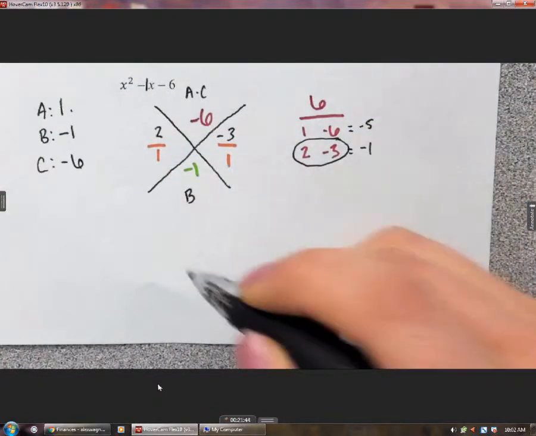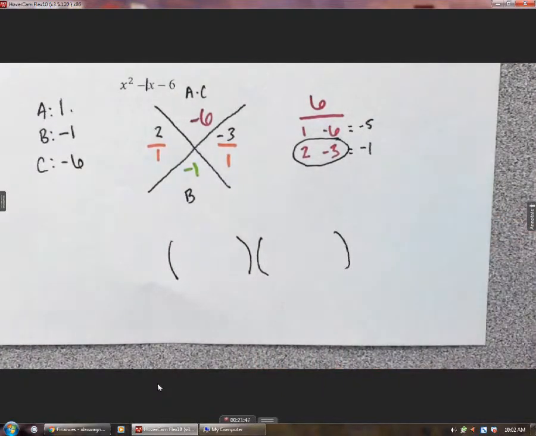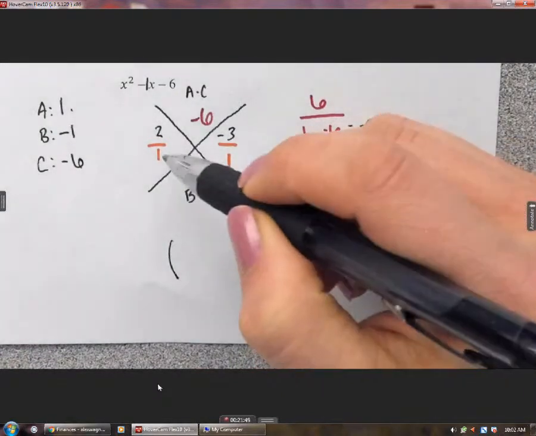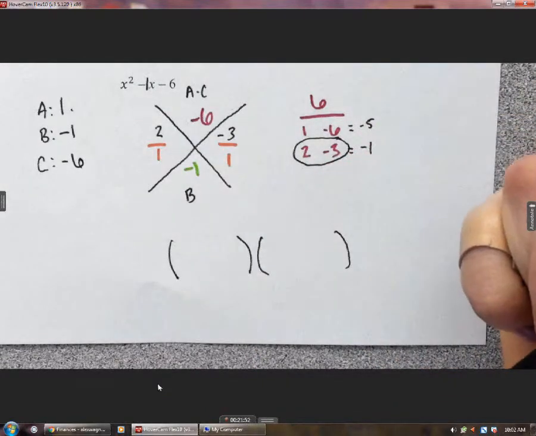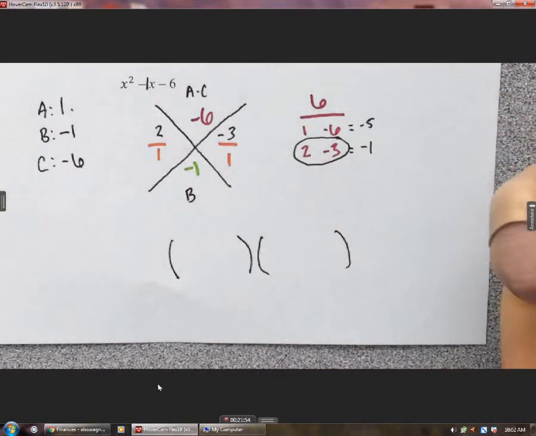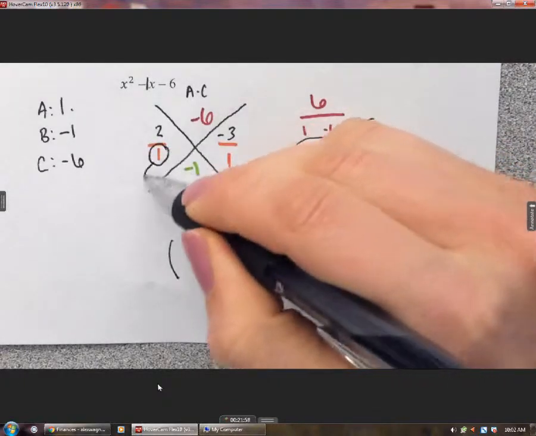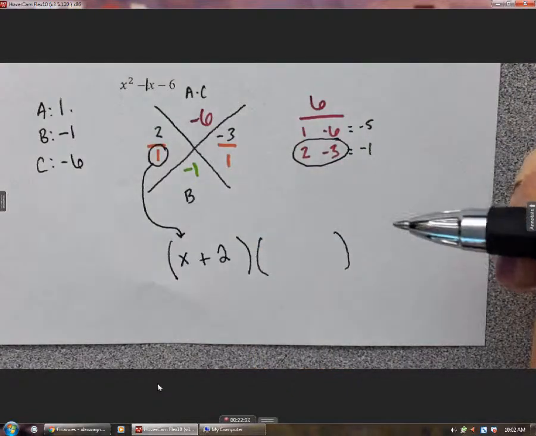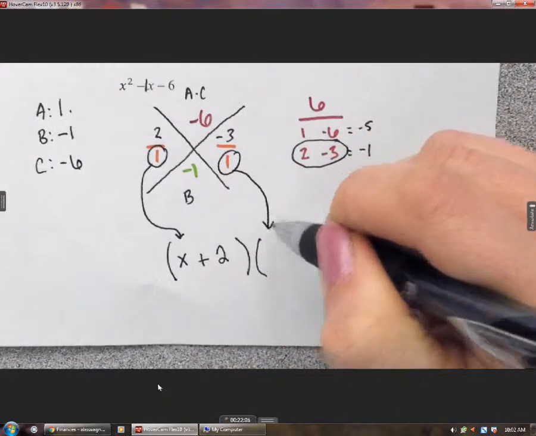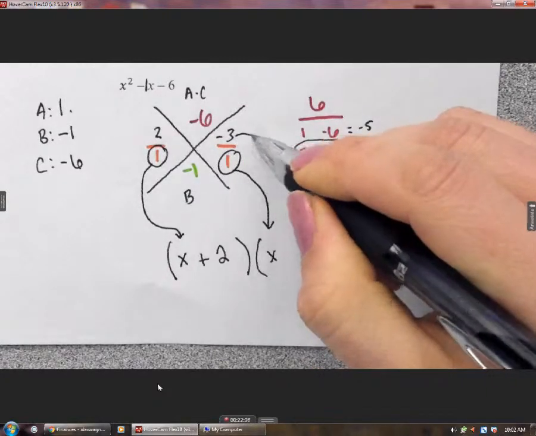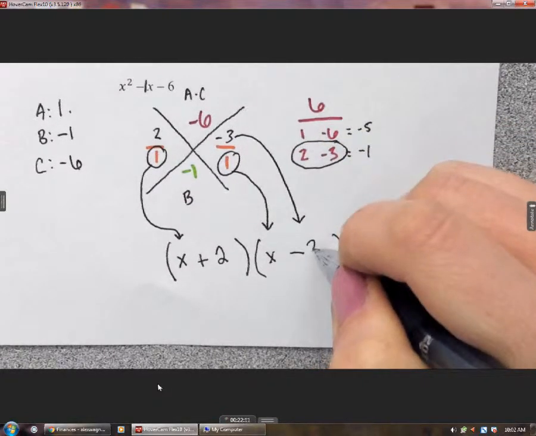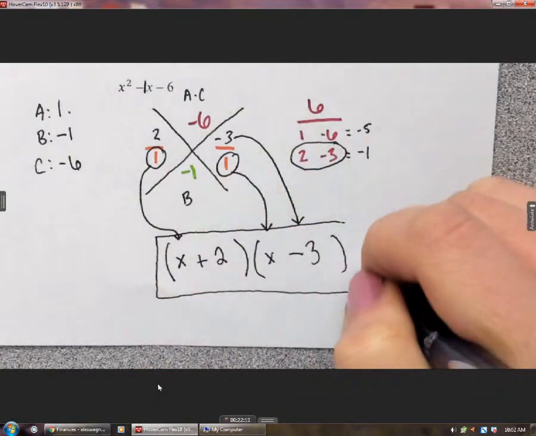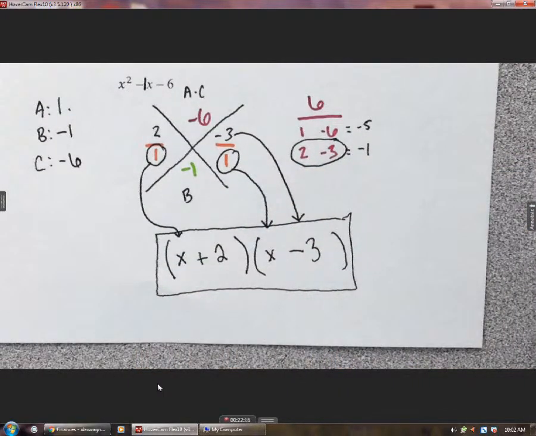So your final answer, what number goes in the front, the 1 or the 2? The denominator goes first. So it'd be 1x plus 2, and it'd be 1x. See how it's a negative? It'd be -3. That's your answer. That's the gist of Magic X.